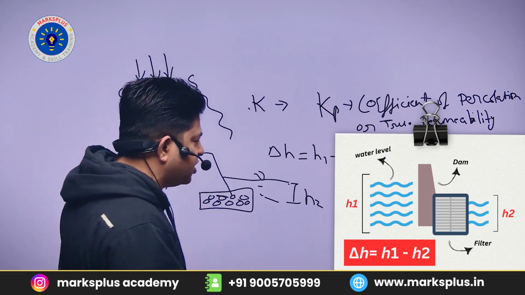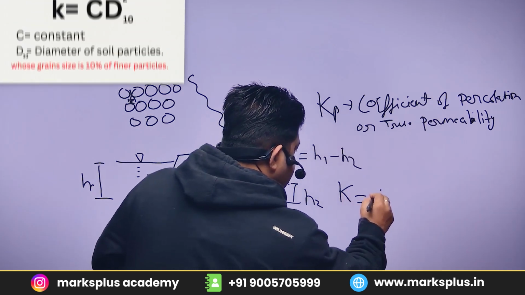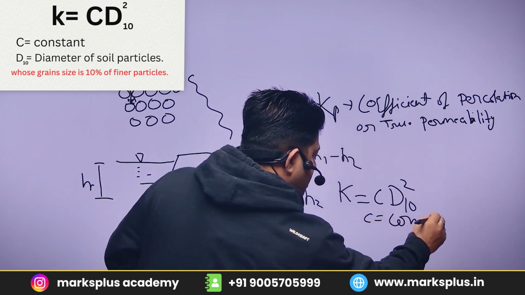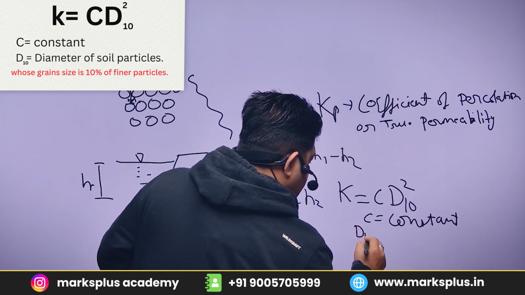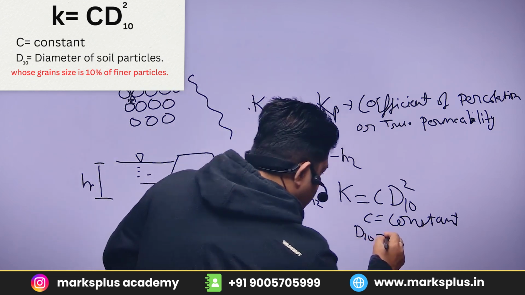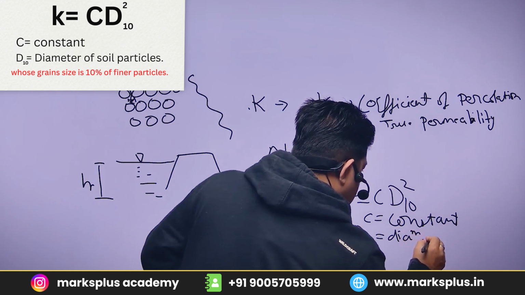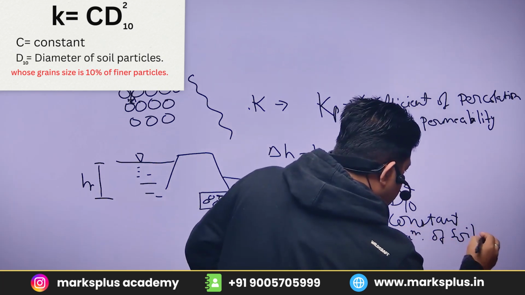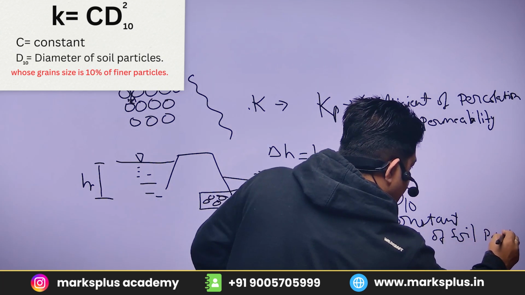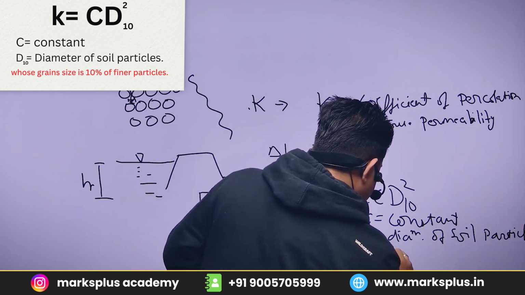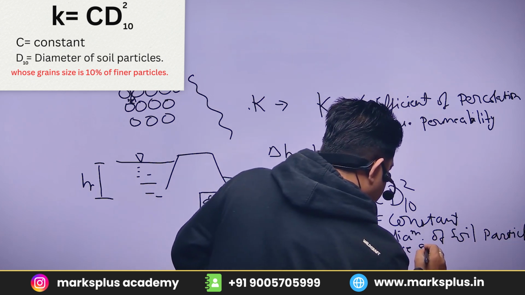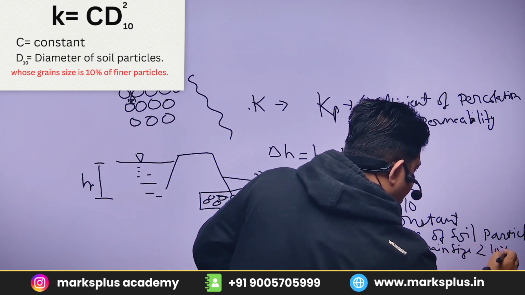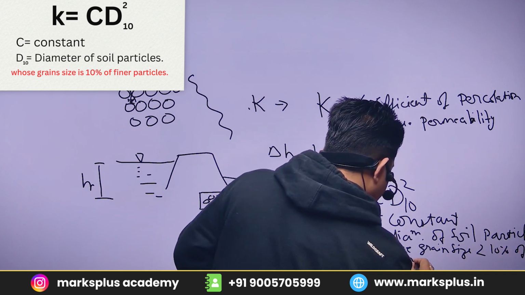For designing the filter we should know the permeability of the soil. And there is another important formula: permeability is equal to C D10 squared, where C is a constant and D10 is the diameter of the soil particle, whose grain size, meaning the size of the solid grain, is such that 10% of the particles are finer than it.